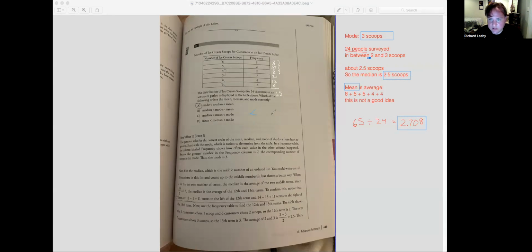So we start with the smallest. The smallest is the median, the 2.5 scoops. So we look for median. And then the next biggest will be the mean, this 2.708, followed by the mode, which is 3 scoops. And the one that matches the most is answer choice C, as you can see. Let's move on to the next one.